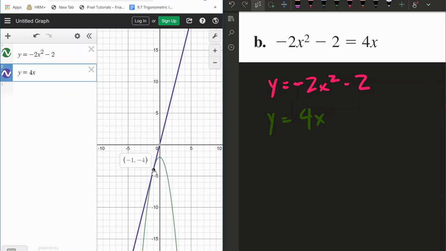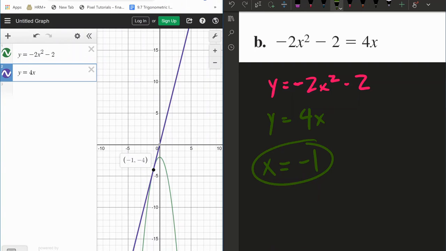I see that this one only crosses one time at (-1, -4). But again, we don't pay attention to the y value. So that means the answer for this one is x is equal to -1. Just one answer for this one.